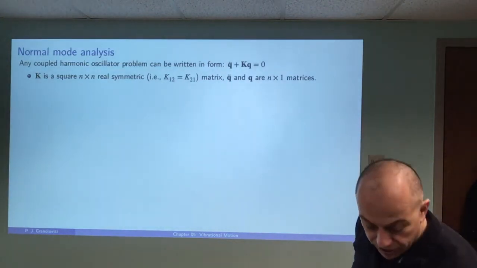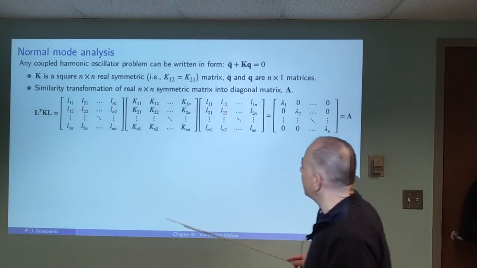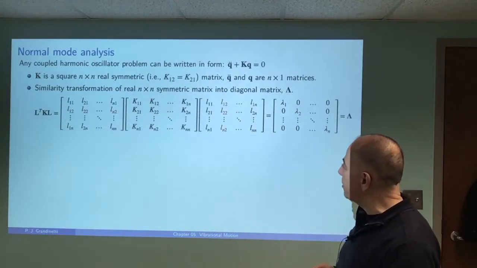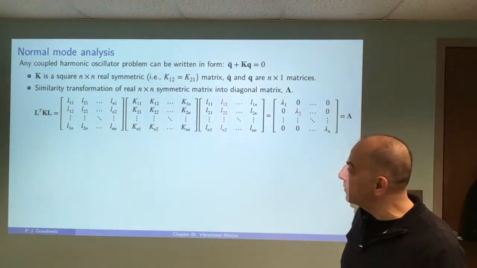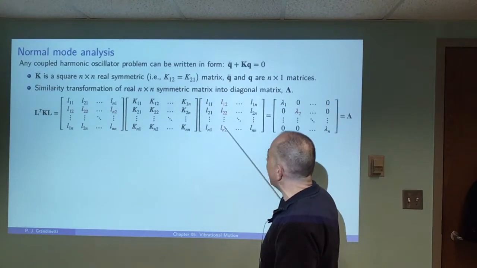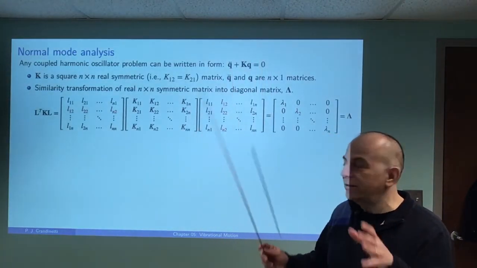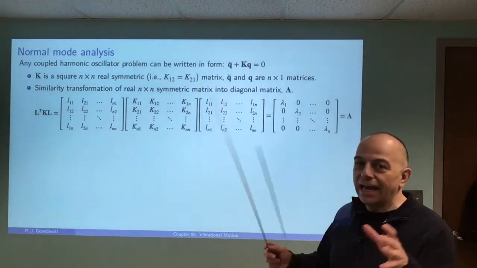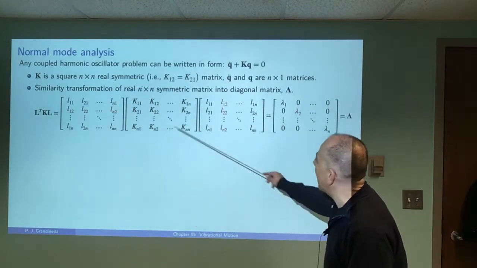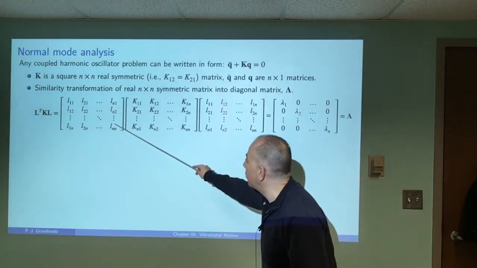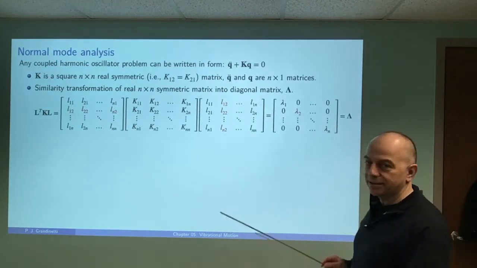All right? So what we're going to do then is, with this K matrix, because it's real and symmetric, it turns out that you can always do something called a similarity transformation, where you sandwich it between a matrix called the eigenvector matrix and its transpose. I'm going to call this L and L transpose. And that multiplication of L transpose times K times L is going to give you a diagonal matrix.